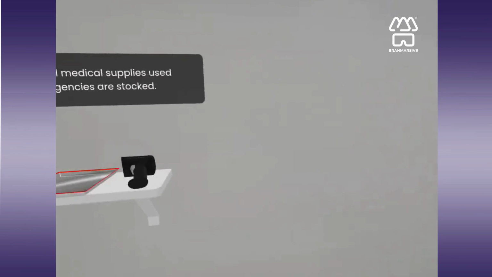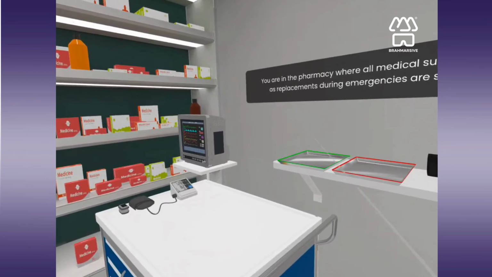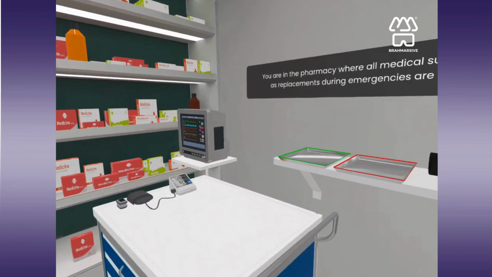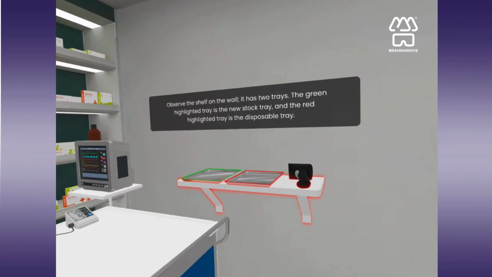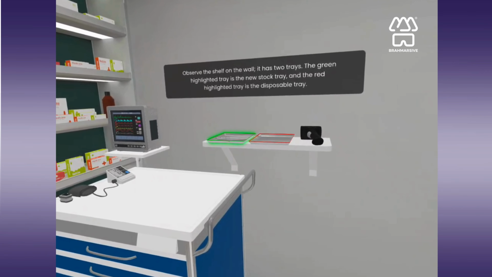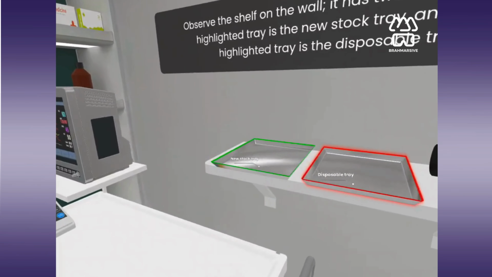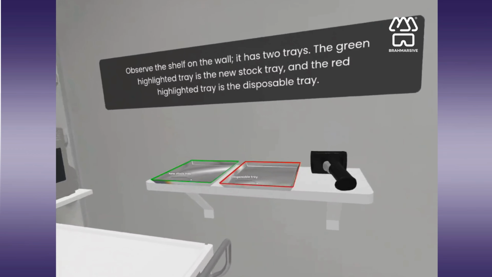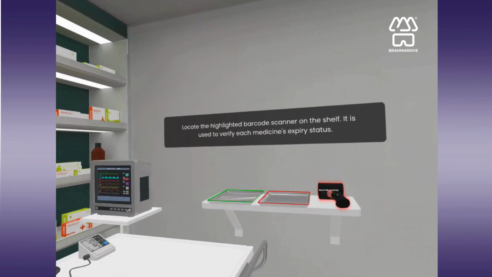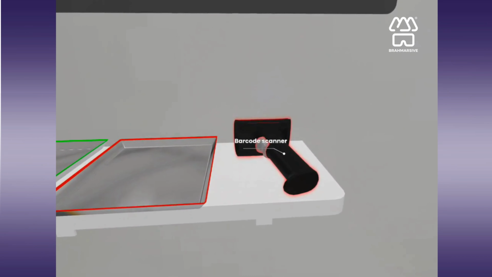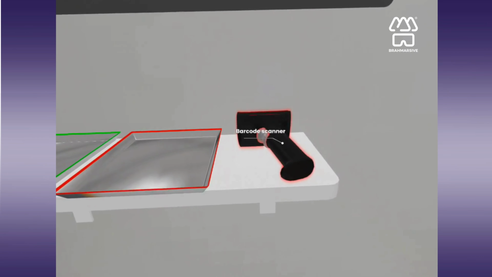Now you are in the pharmacy where all medical supplies used as replacements during emergencies are stocked. Next, observe the shelf on the wall. It has two trays. The green highlighted tray is the new stock tray, and the red highlighted tray is the disposable tray. Next, locate the highlighted barcode scanner on the shelf. It is used to verify each medicine's expiry status.